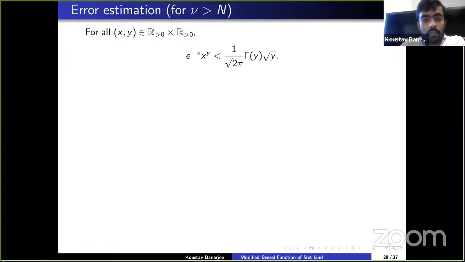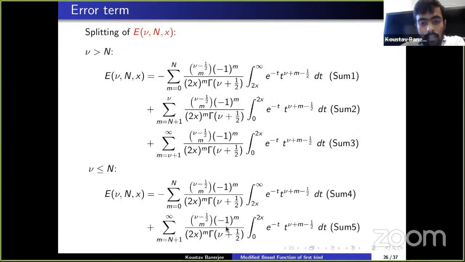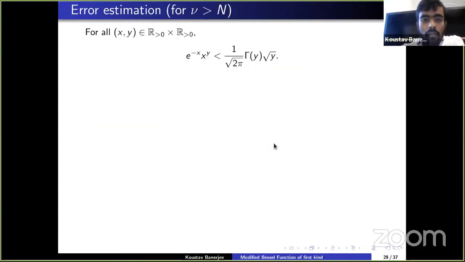But there's another factor: for the third sum, if I trace back to this sum, this is an infinite sum. Now there is no alternating sign pattern here. So either it is always positive depending on nu or always negative. So if I take the absolute value, we first have to understand this integral sign, and we want to understand it by the integrand explicitly. So what is the form of the integrand? The integrand is e to the minus x times x to the y. And we proved this inequality for all x, y, both strictly positive real numbers: e to the minus x times x to the y is strictly less than 1 over square root of 2 pi times gamma y times square root of y.